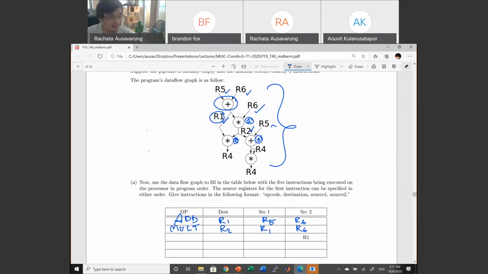It's actually an add because the multiply. Oh, no, my bad. It's a multiply. Yes, it's a multiply. You are multiplying R2 and R1 and you produce R4. Everyone with me so far, right?